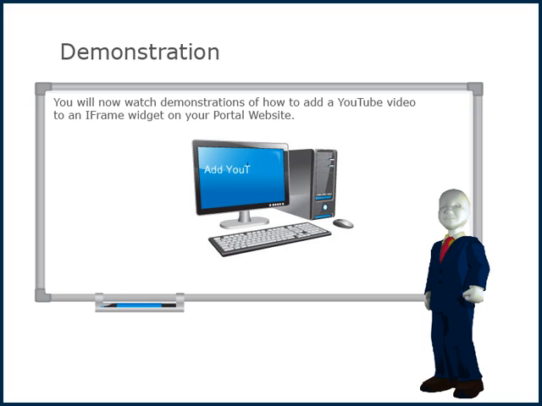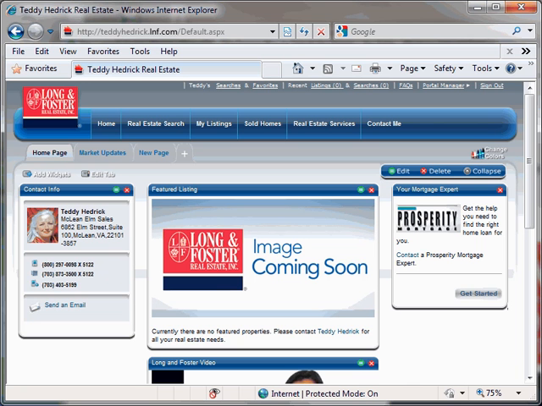You will now watch demonstrations of how to add a YouTube video to an IFrame widget on your Portal website. Begin by logging into the edit mode of your Portal website. If needed, please review the video on logging onto your Portal website's edit mode. To add a YouTube video, click the Add Widgets button in the upper left-hand corner of your Agent Portal website.